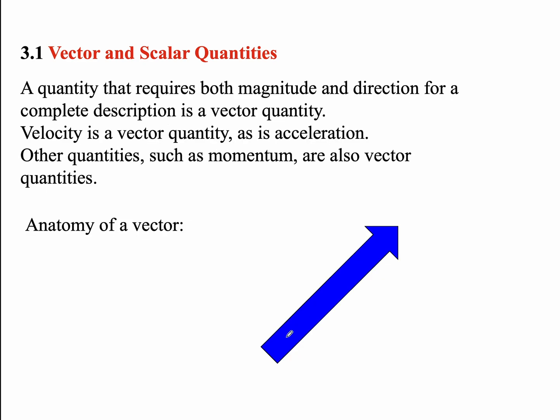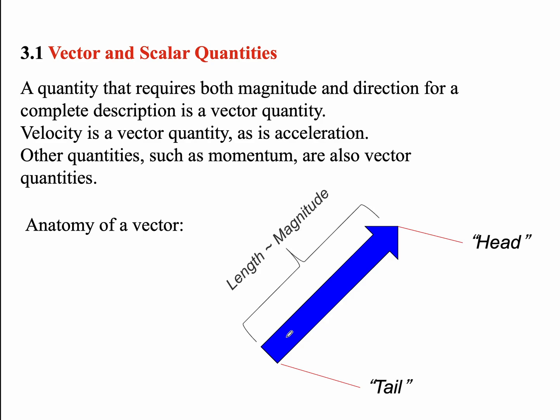Anatomy of a vector, most of you know this already. The tippy pointy part of it is called the head. The back part of it is called the tail. And the length of it is proportional to the magnitude. So if you had two vectors, one which was 3 meters long, and you had another vector also pointing east that was 6 meters long, the 6 meter long one should be twice as long. I'm not sure if I actually drew that very well, but you get the idea.